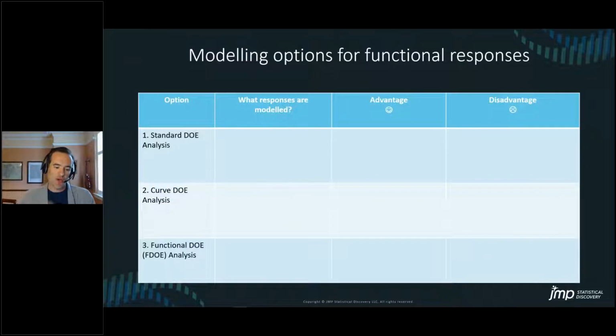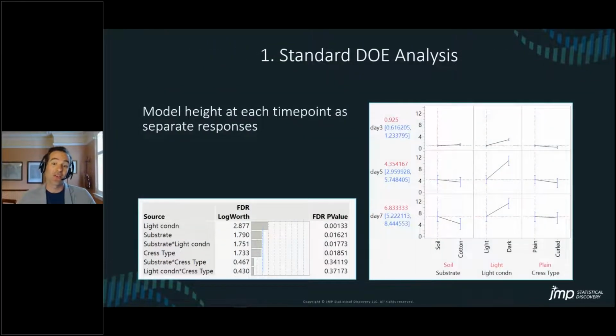Well, I'm going to talk about 3 options for doing this. I'm going to talk about what you can do just with standard design of experiments analysis. Many people have been successful in modeling these kinds of things using standard DOE analysis. I'll talk about the advantages and disadvantages of that and of the other methods. I'll talk about an idea called curve DOE analysis, or what is sometimes called hybrid modeling. And finally, functional DOE analysis.